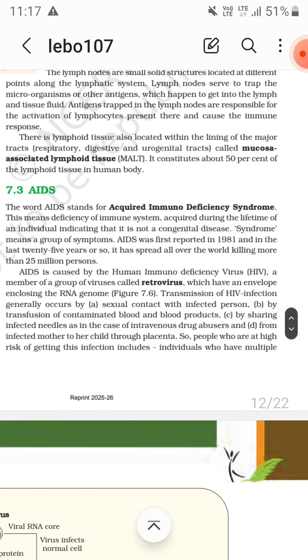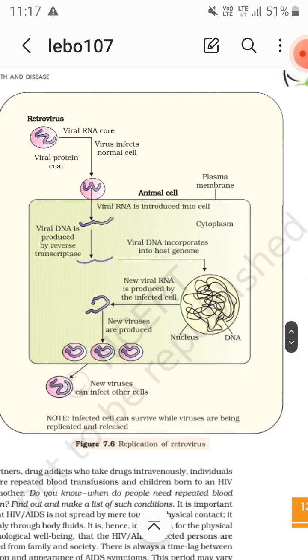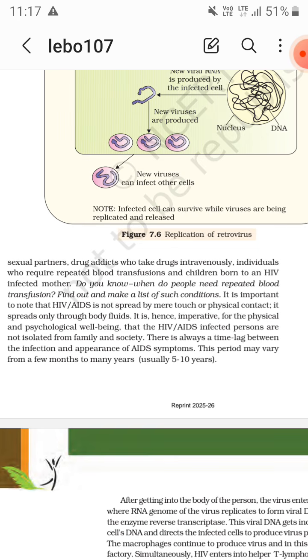AIDS is caused by transmission of HIV infection, which generally occurs by sexual contact with an infected person, by transfusion of contaminated blood and blood products, by sharing infected needles, as in the case of intravenous drug abusers, and from an infected mother to her child through the placenta. Individuals who have multiple sexual partners, drug addicts who take drugs intravenously, individuals who require repeated blood transfusion, and children born to an HIV infected mother are at risk.